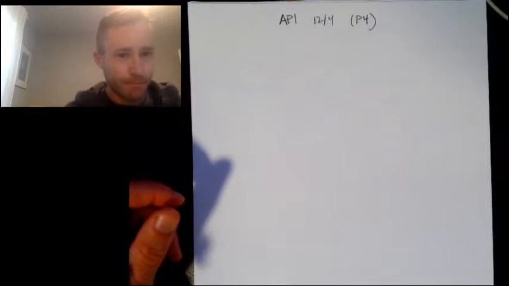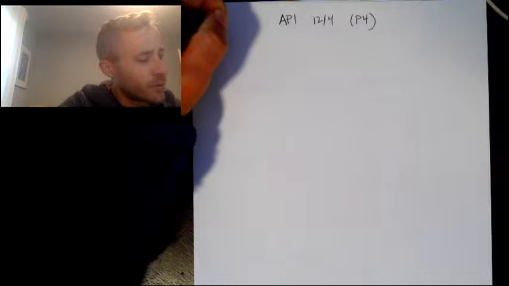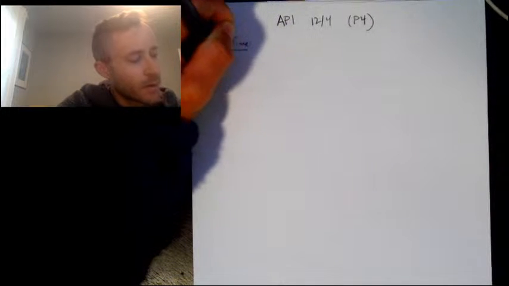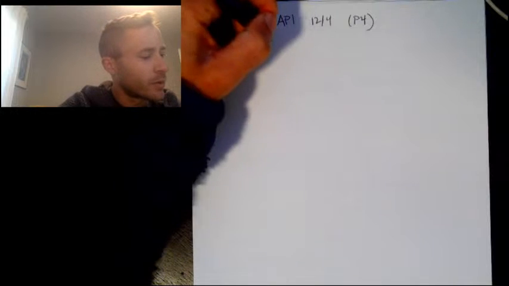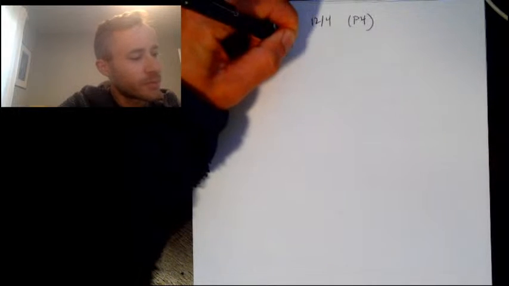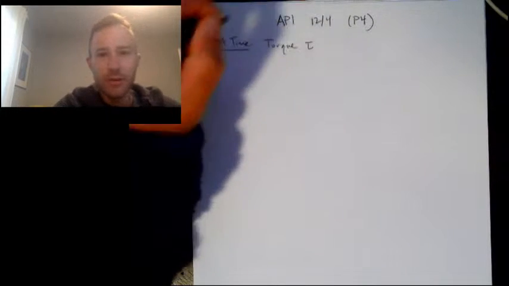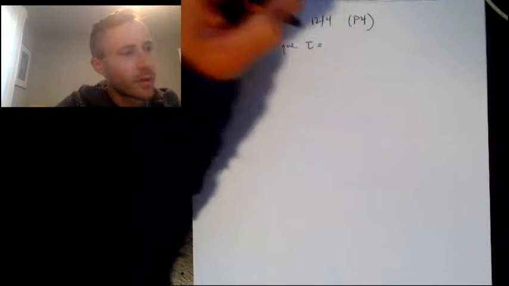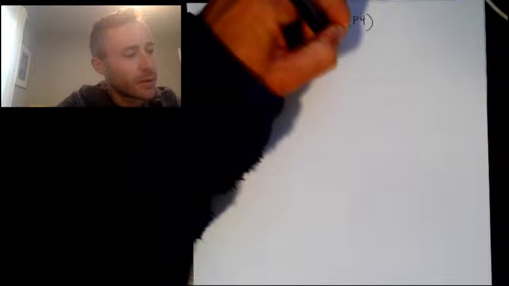Last time we talked about torque. So let me just do a review of last time. Torque was a twisting force. It's denoted by the Greek letter tau. And torque is equal to R times F perp.